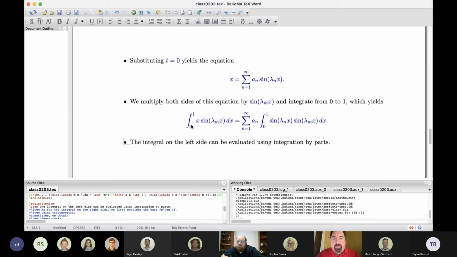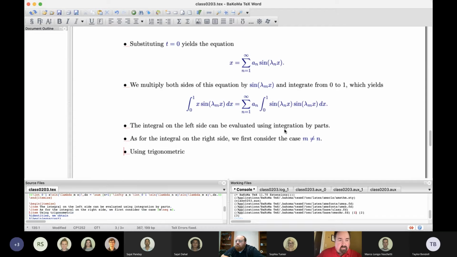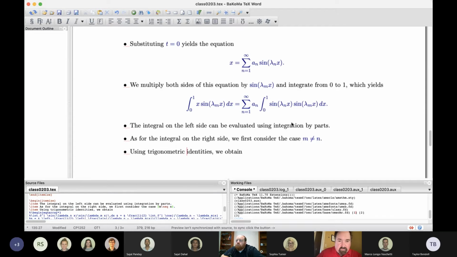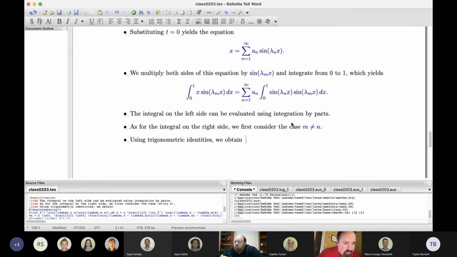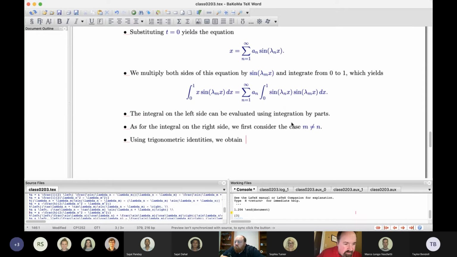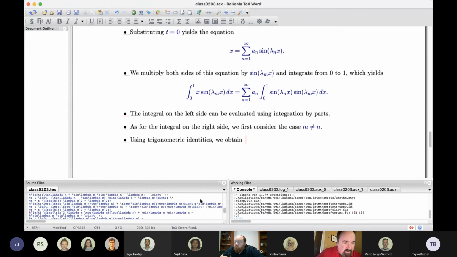All right, so this can be handled. And well, if we had a value for lambda n, we could just do integration by parts. So I'm not going to be concerned with that right now. We're going to look at this integral and see what happens first when m is not equal to n, and then when they are equal. So here's what we can do to attempt to work this out. And I'll just warn you up front, it's going to be ugly.